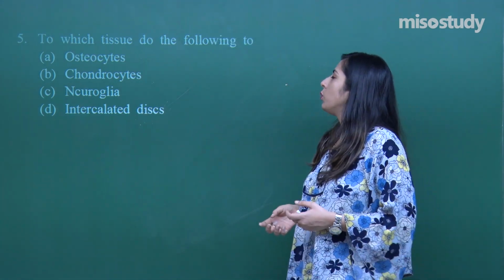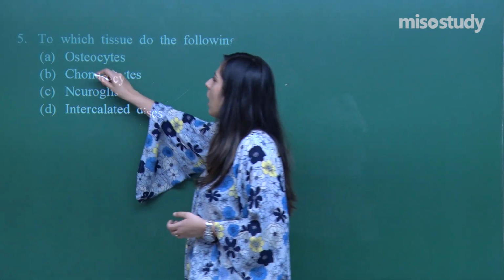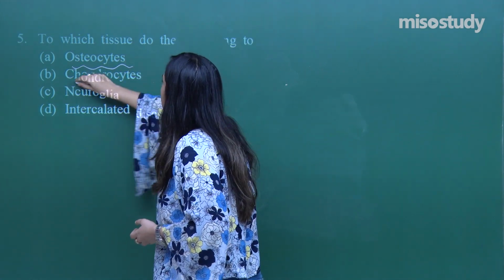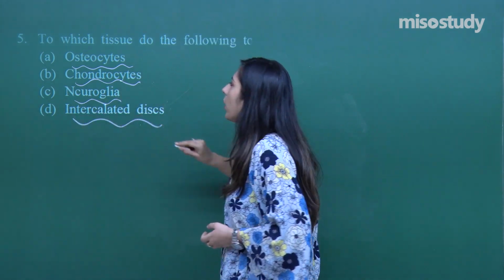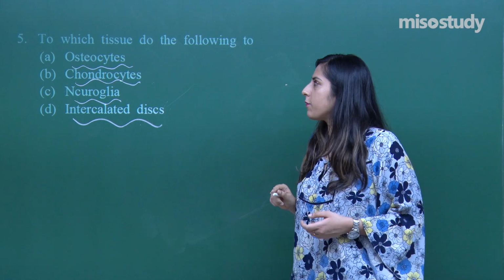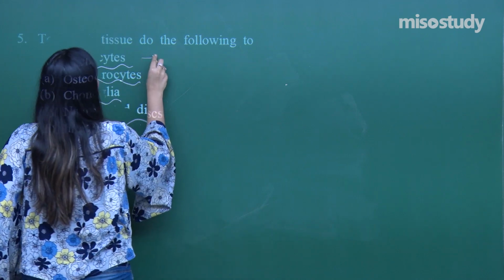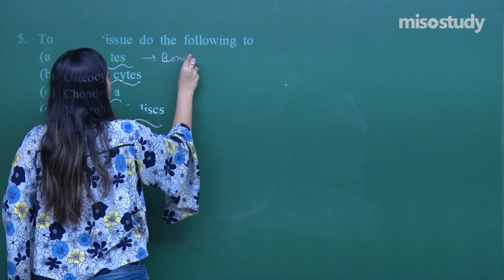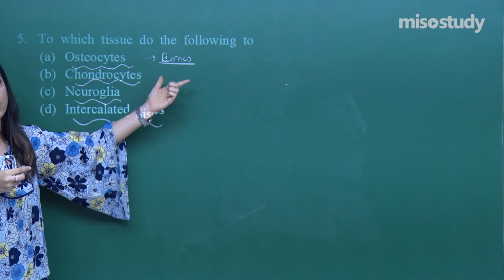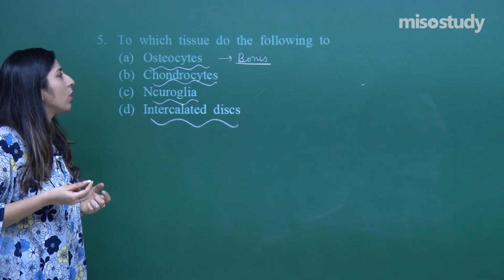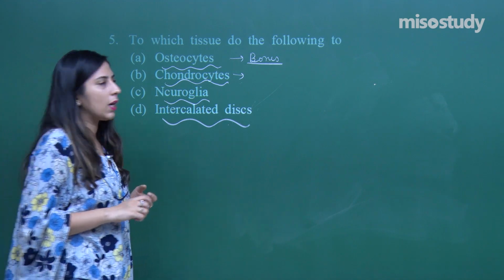To which tissue do the following belong? Basically, we have to discuss these different cells and where they are present. First, we have osteocytes. The name itself indicates they belong to bones. Osteology is the study of bone, so osteocytes belong to bone. Next is chondrocytes. Chondrocytes belong to cartilage.